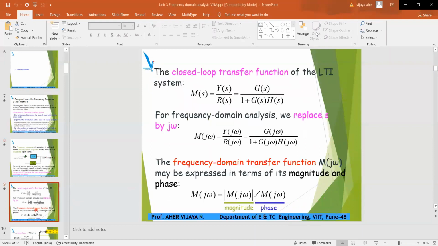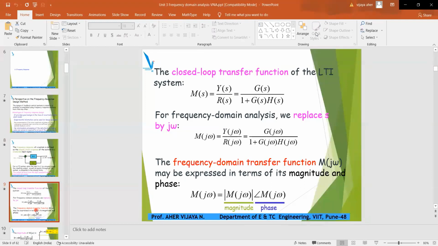Okay, proceed further. Now we are interested in the closed loop transfer function for an LTI system. So you are going to write the equation for the closed loop transfer function. Now you know very well what the equation for the closed loop transfer function is.